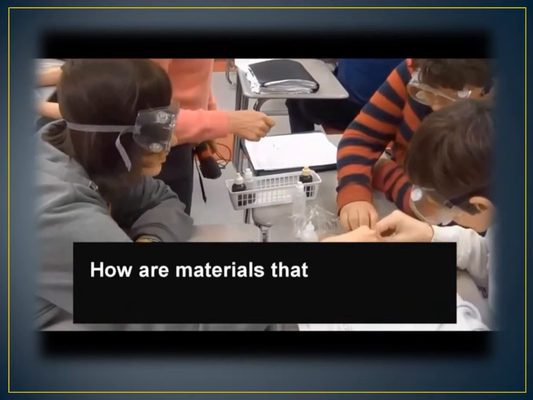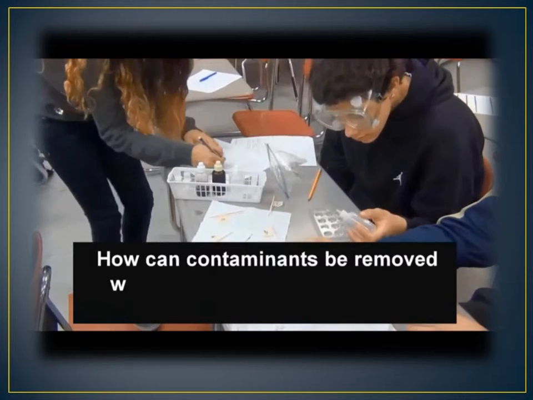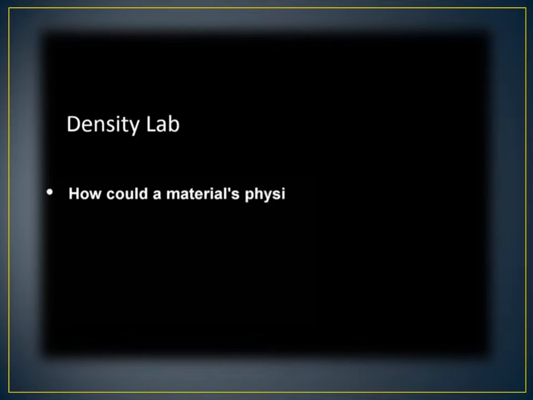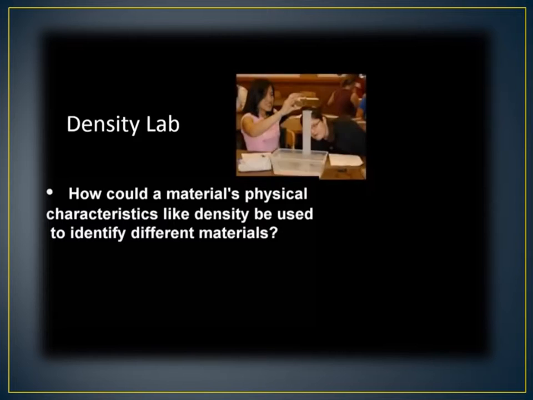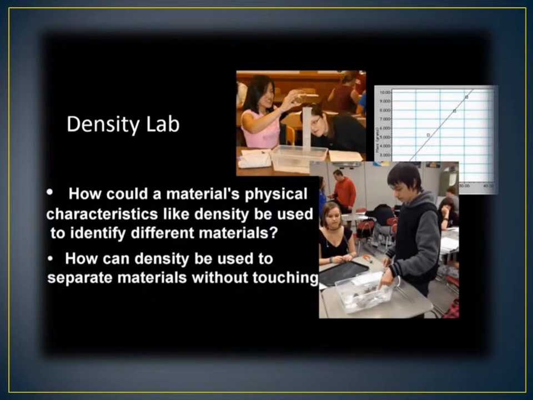How are materials that can't be recycled separated from recyclables? How can contaminants be removed without changing the recyclable materials? How could a material's physical characteristics like density be used to identify different materials? Can density be used to separate materials without touching them?